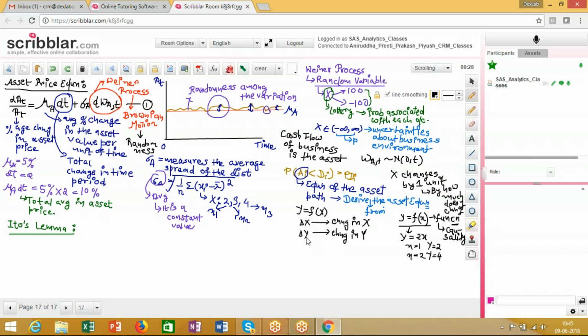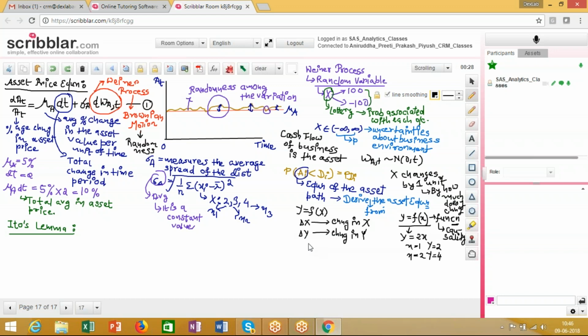So after x has changed by an amount delta x, the question that comes up over here is by how much would y be changing? So y changes by an amount delta y. Say, for example, with change in x, there is a corresponding change in y.